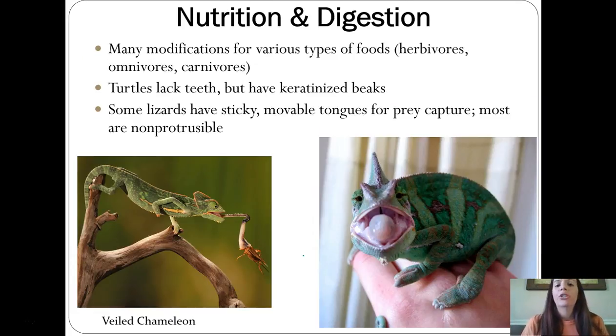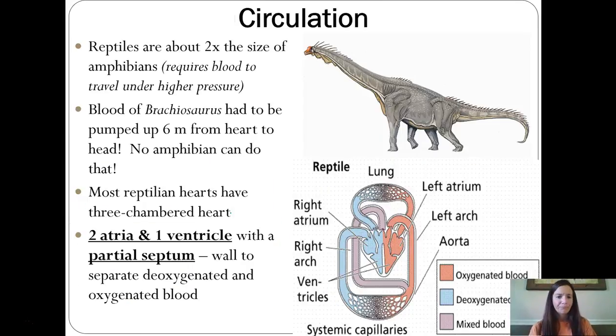So in terms of nutrition, there are many modifications. Reptiles eat many different kinds of prey. They can be herbivores, omnivores, carnivores. Like we talked about, turtles do lack teeth, but they have beaks that are still able to bite and crunch on food. Some lizards also have sticky tongues, like this chameleon here, that they can use to capture prey.